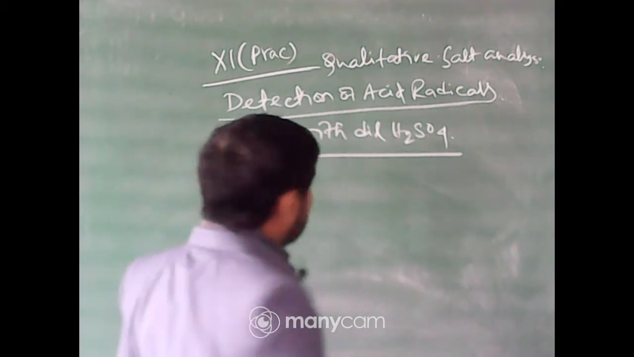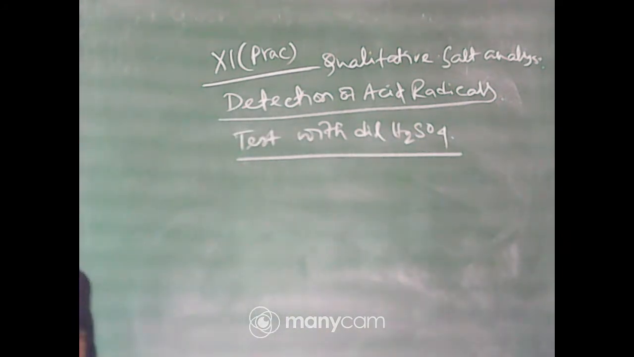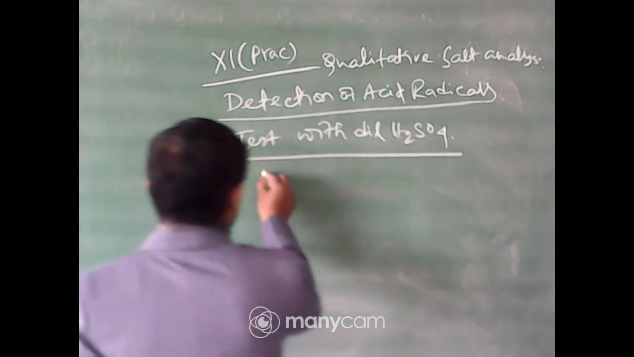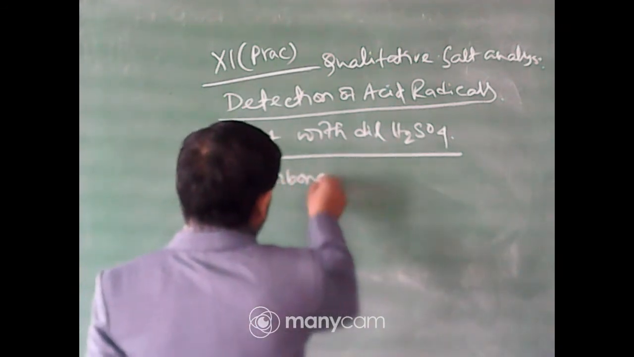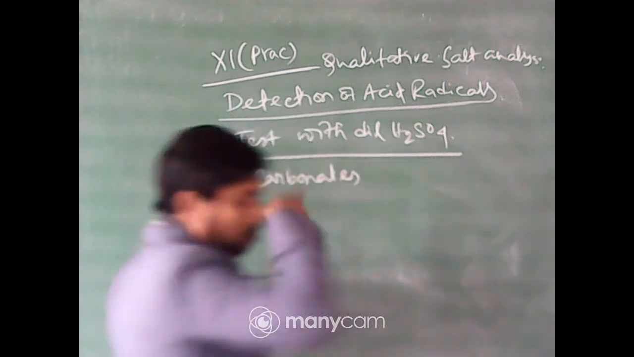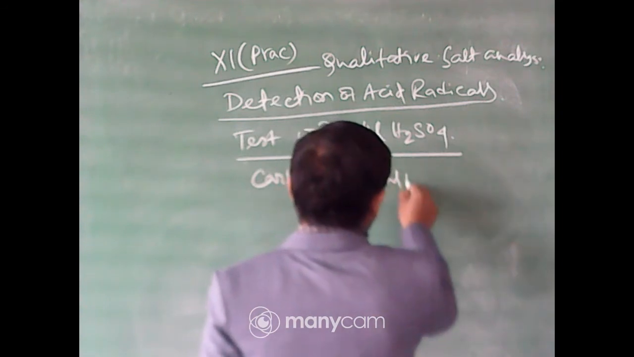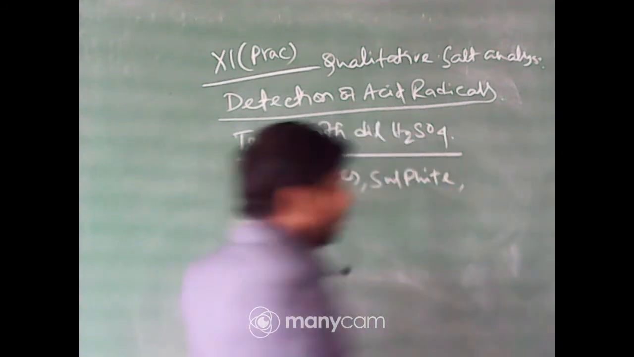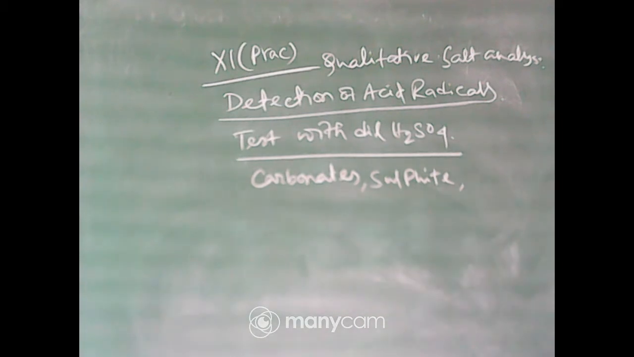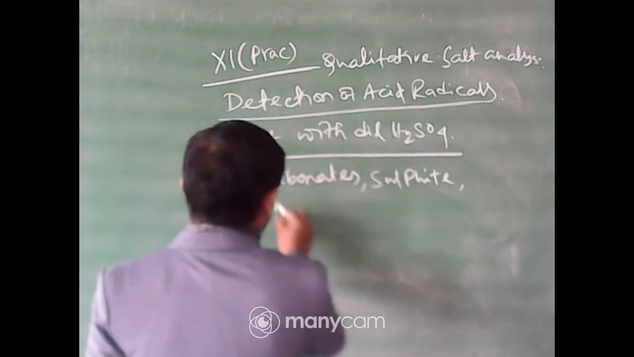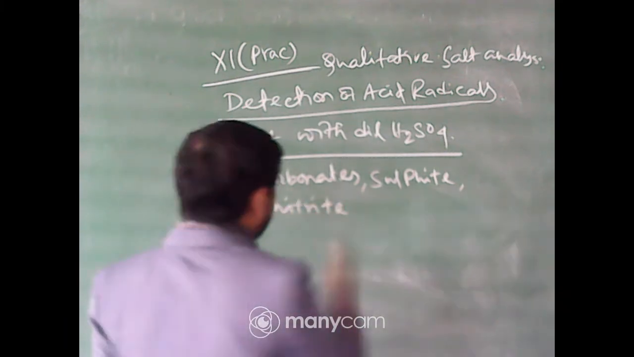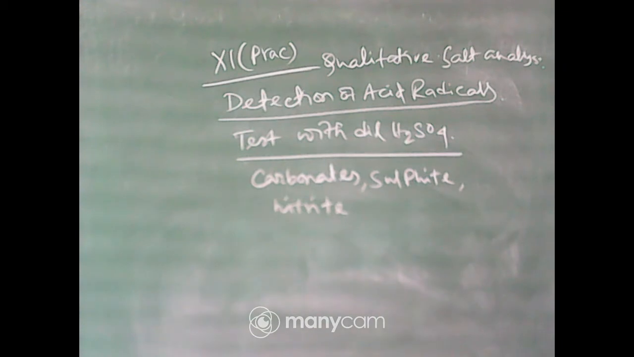Now in that section, what anions respond? First of all, carbonates. Now I will show you how carbonates respond to this test. Sulfite, carbonates, sulfide, nitrite also respond to this test. Nitrite. Okay. So let's see first.